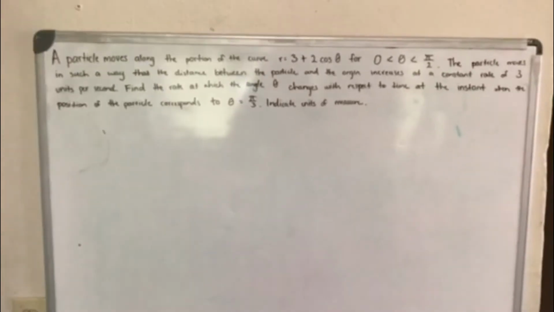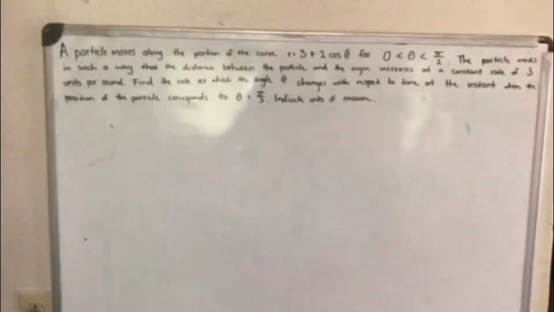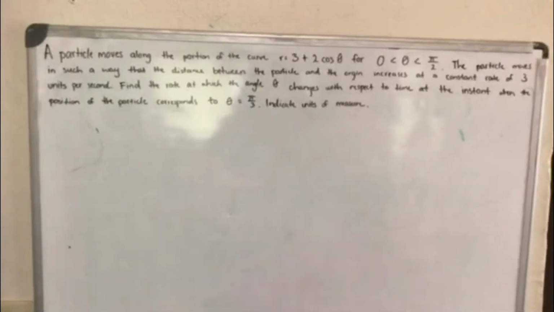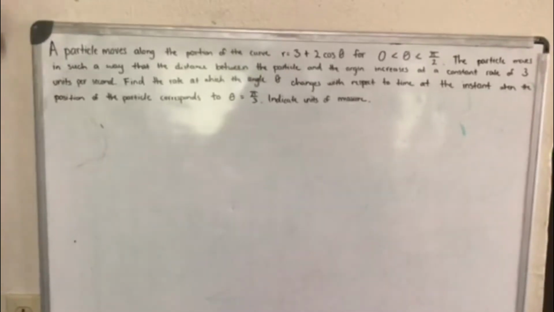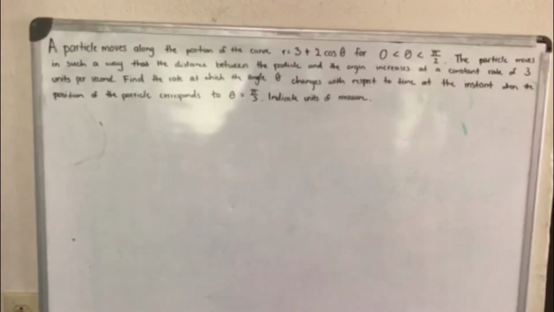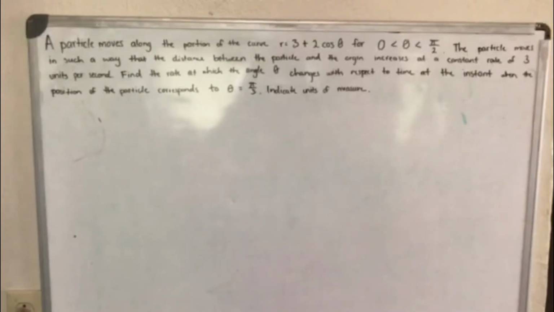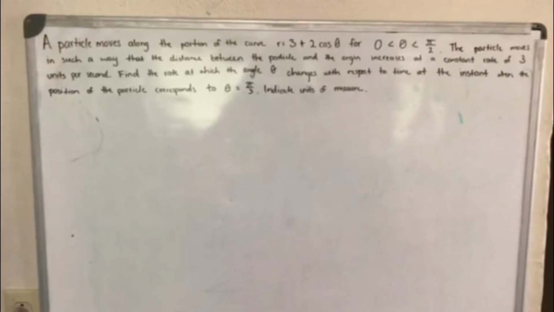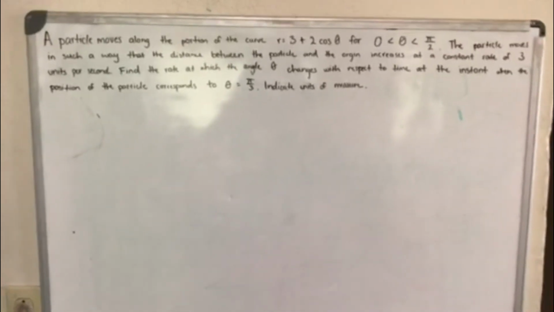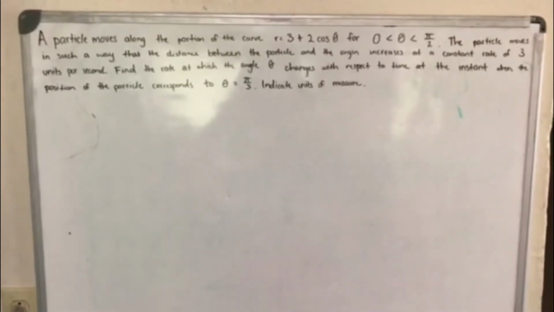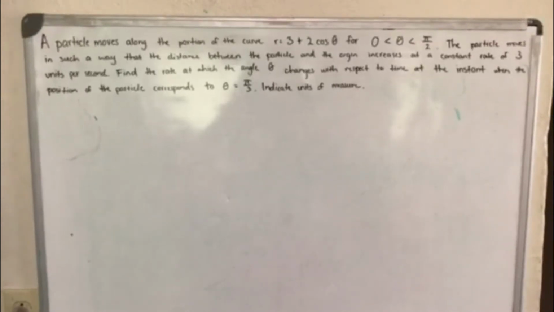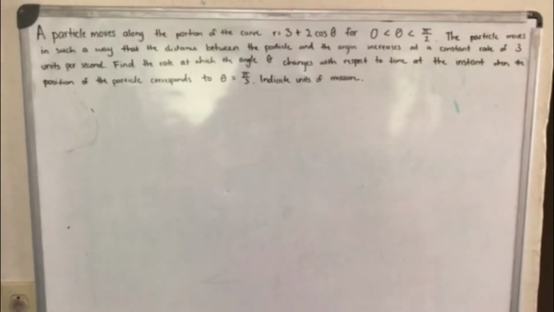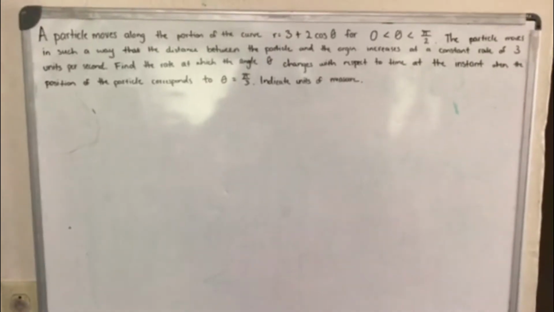Okay, so for the hardest question of the test. A particle moves along the portion of the curve r equals 3 plus 2 cosine theta from the interval 0 to pi over 2. The particle moves in such a way that the distance between the particle and the origin increases at a constant rate of 3 units per second. Find the rate at which the angle theta changes with respect to time at the instant when the position of the particle corresponds to theta equals pi over 3.